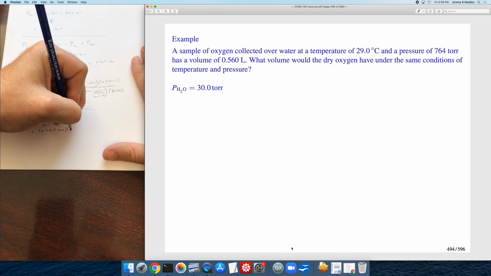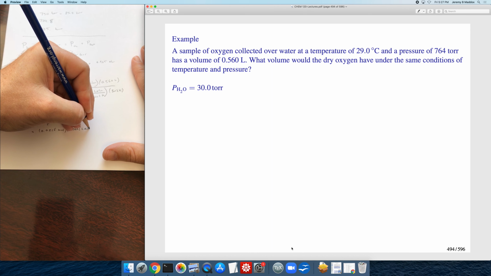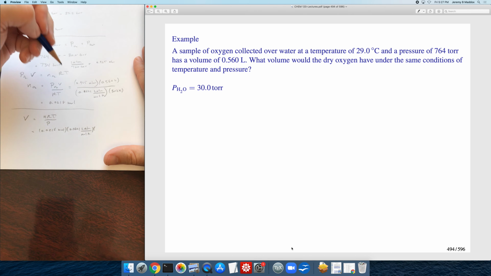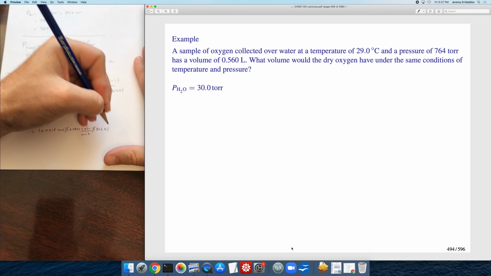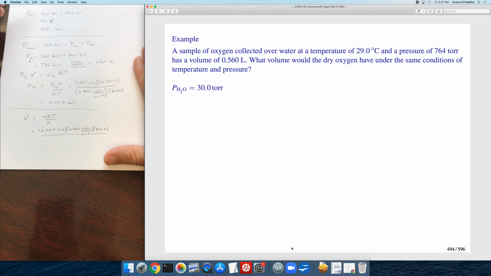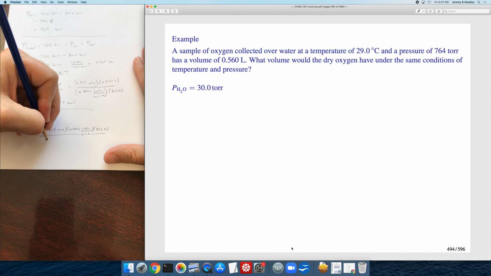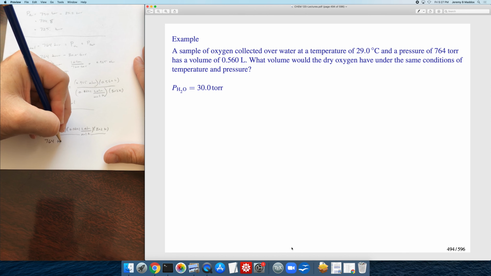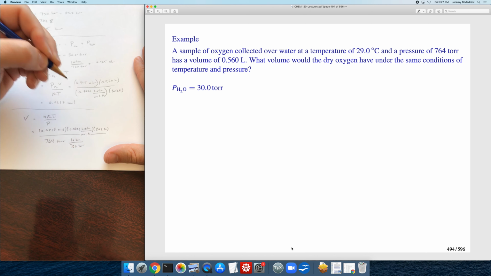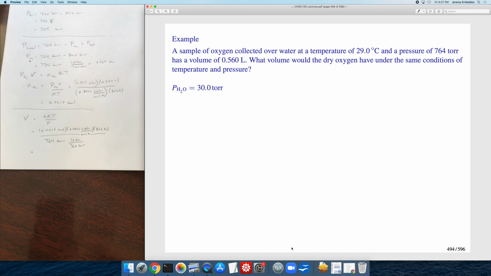times the gas constant, and then the temperature again is 302, and we'll divide by that total pressure. We need to actually convert this pressure, this 764 torr, I'll just take it right here, 764 torr, and we'll convert that to atm. And that'll give us the volume that they wanted us to calculate.